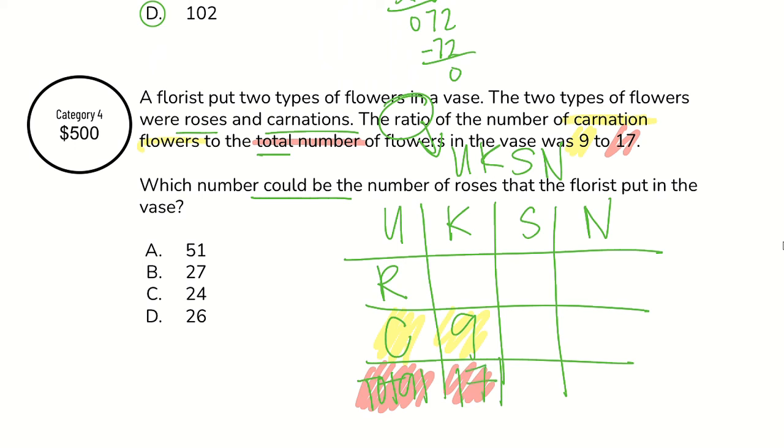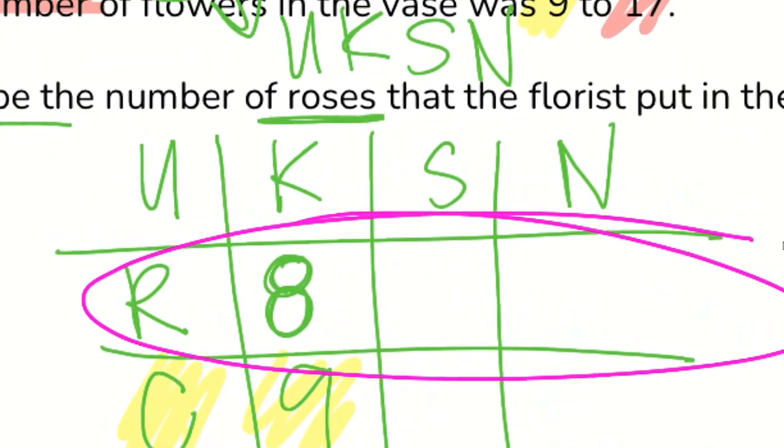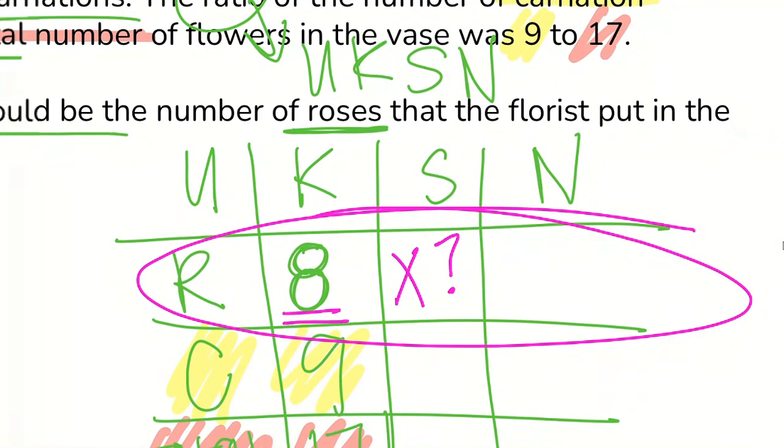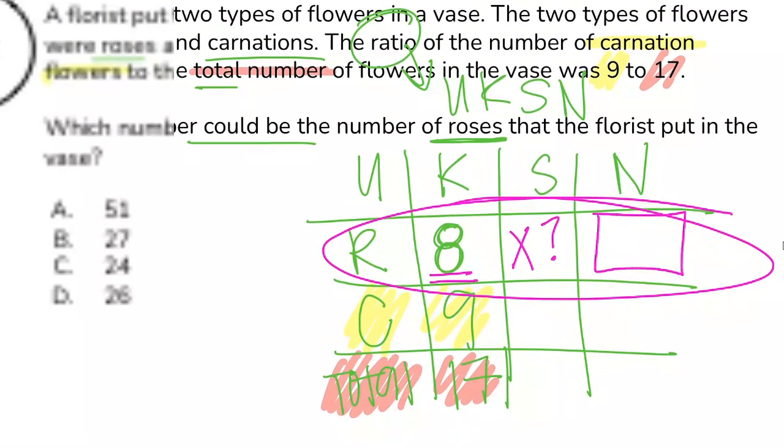So if I know that there's 17 total flowers, and I take away 9 that are carnations, can I figure out how many are roses? Yes. 17 minus 9, which is 8. And then it's just asking what could be the number of roses. So I don't care about the bottom part. All I really care about now is what's going on up here. I don't know the scale. I'm multiplying by some random number. Who cares? But I know that I'm multiplying by 8. So whatever goes here is a multiple of 8.